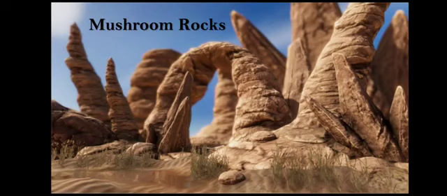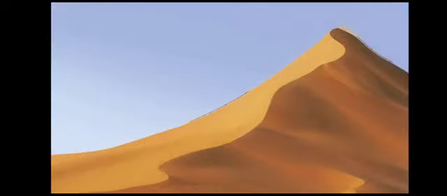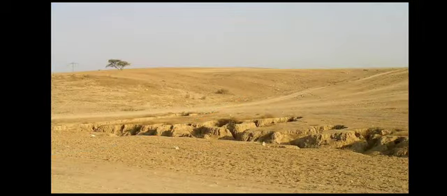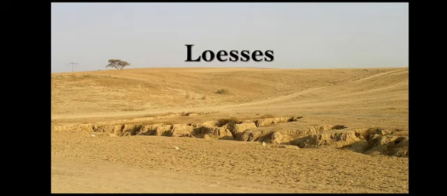When wind blows, it lifts and transports sand from one place to another. When the wind slows, the sand falls and gets deposited in low hill-like structures called sand dunes. When the grains of sand are very fine and light, the wind can carry them over very long distances. When such sand is deposited over a large area, it is called loess. Large deposits of loess are found in China.